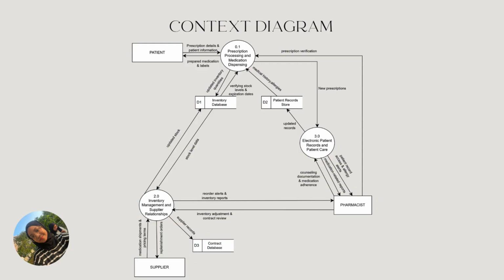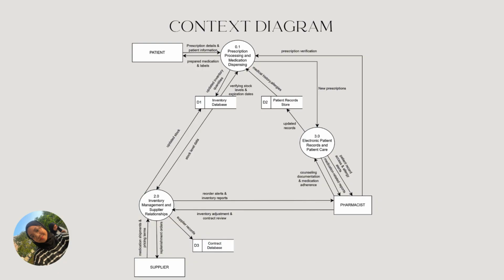When the patient submits prescription details and patient information, this process reads the patient medical history and allergies from data store D2, the patient record store. Simultaneously, it queries data store D1, the inventory database, to verify stock levels and expiry dates. Once verified, it passes updated inventory quantities back to D1, issues a prescription verification notification to the pharmacist, and dispenses the prepared medication and labels to the patient.